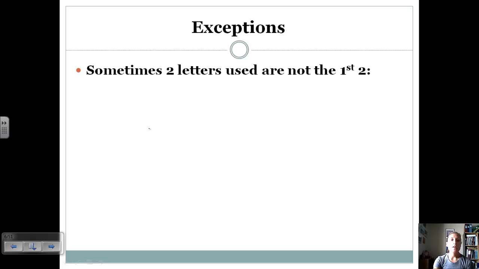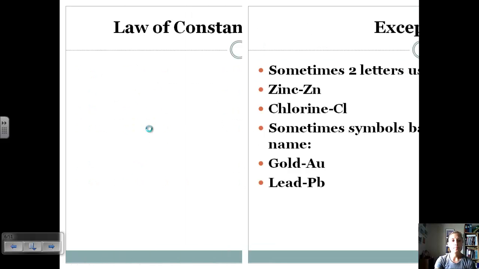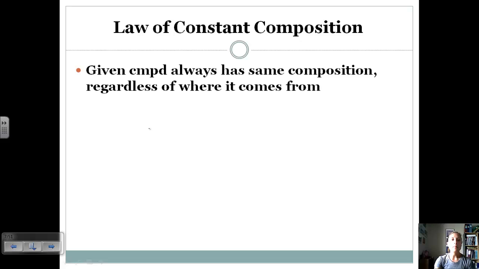Now, sometimes the two letters used aren't the first two letters of the element name. So, for example, zinc, instead of it being Zi, it's Zn. Chlorine, instead of it being Ch, it's Cl. And sometimes these symbols are based on the Latin or Greek name, not the English name that we call it. So, for example, gold is Au, based on that Latin name, and lead is Pb, based on its Latin name.